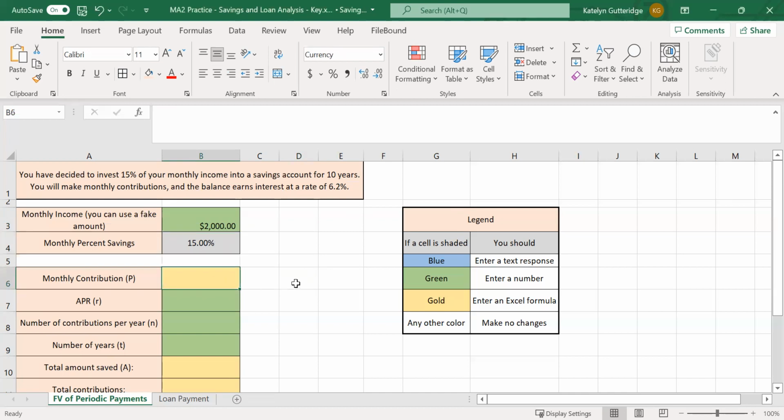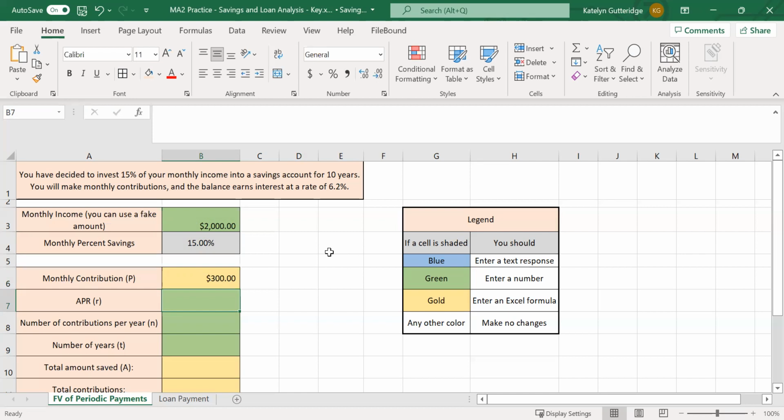All right, so if we want to find 15% of 2,000, we're going to take 15% times 2,000, or 2,000 times 15%. The order doesn't matter here with the multiplication, so I'm going to take the $2,000 times the 15%. I want to do this with an Excel formula, so I'll make sure I start with that equal sign, click on my 2,000, type my star for the multiplication, click on that 15%. And again, if you switch the order and did B4 times B3, you will get the same answer here. Okay, so I got $300.